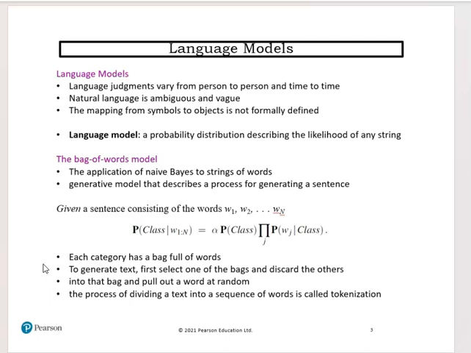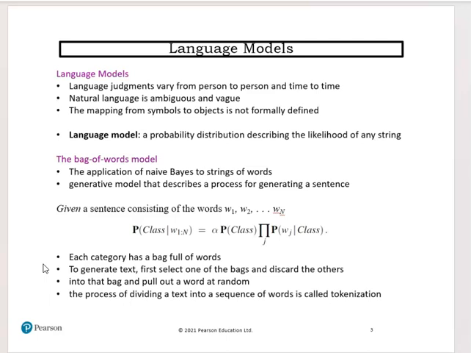So here's a naive Bayes formula on this slide. We say the probability of a given class given words from 1 through n, so we have a sentence or a paragraph from 1 to n, is equal to the probability of the class itself multiplied by the product of the probability of the words given the class.